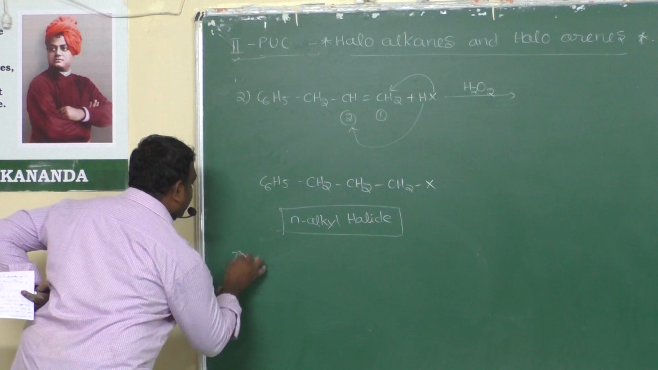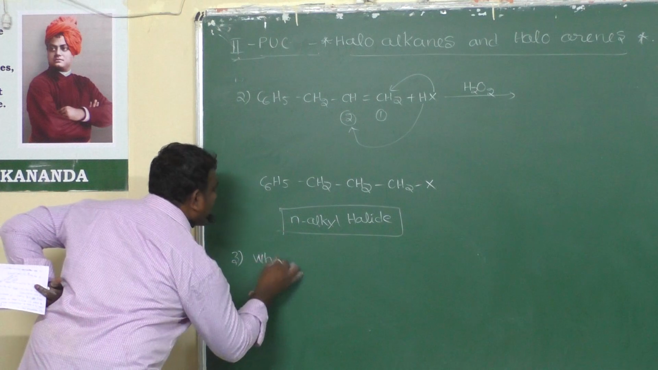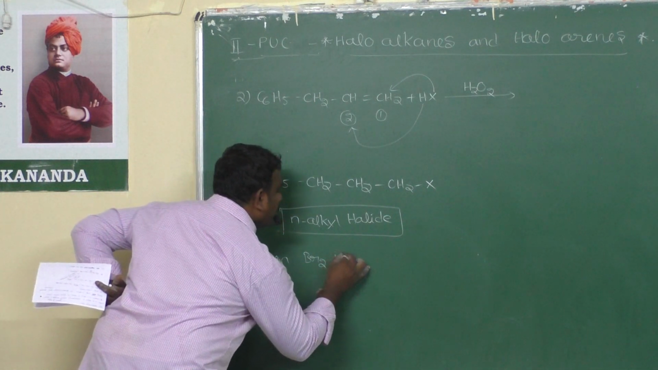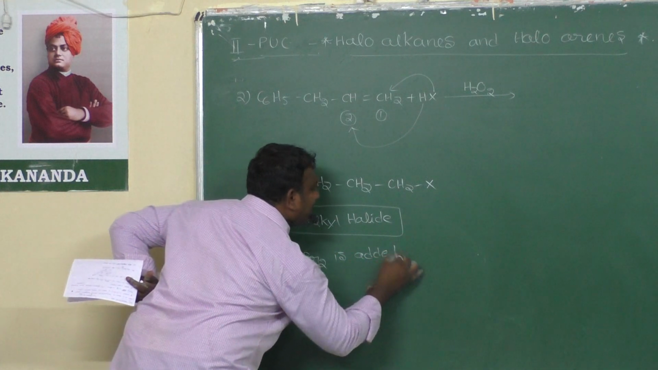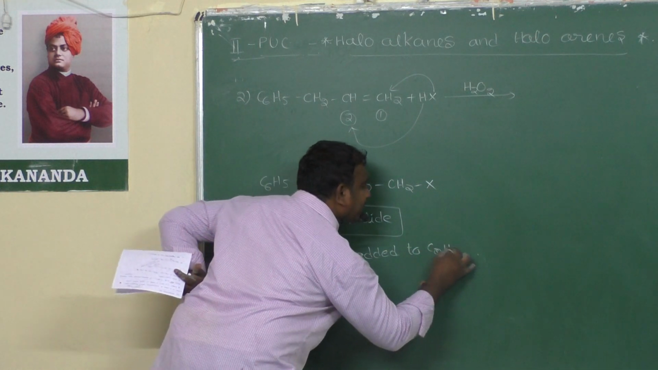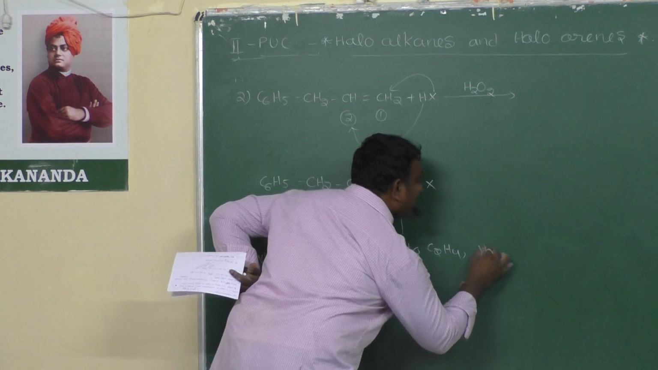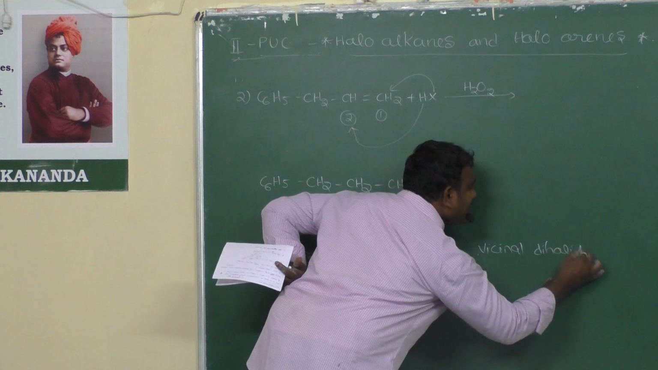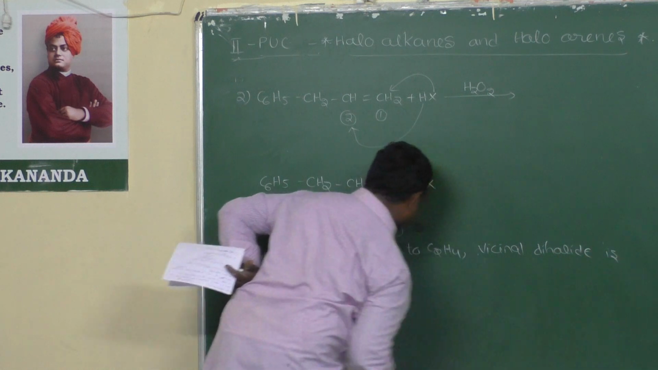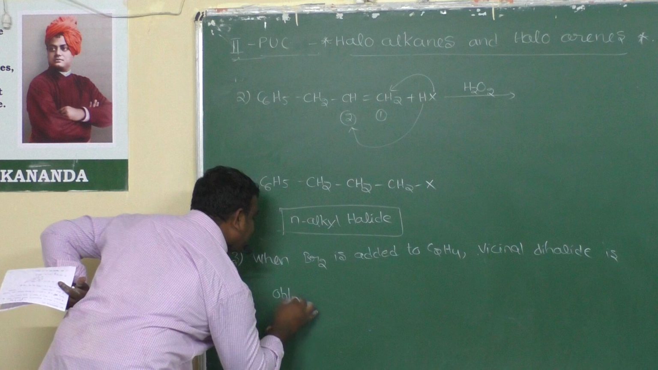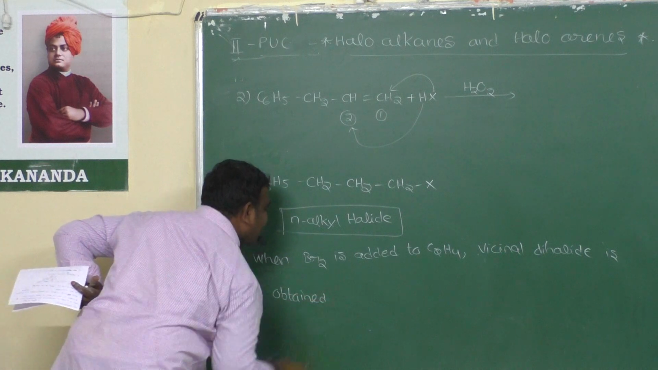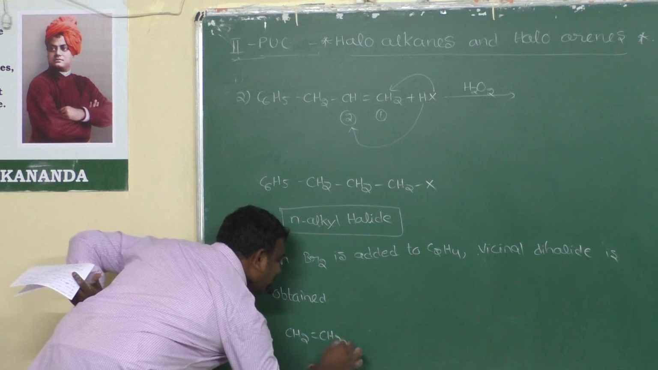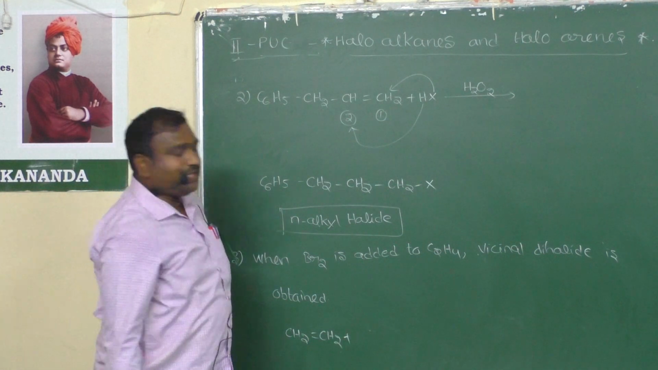Next, when bromine is added to ethylene, a vicinal dihalide is obtained. This is used to identify the unsaturation present in the molecule.